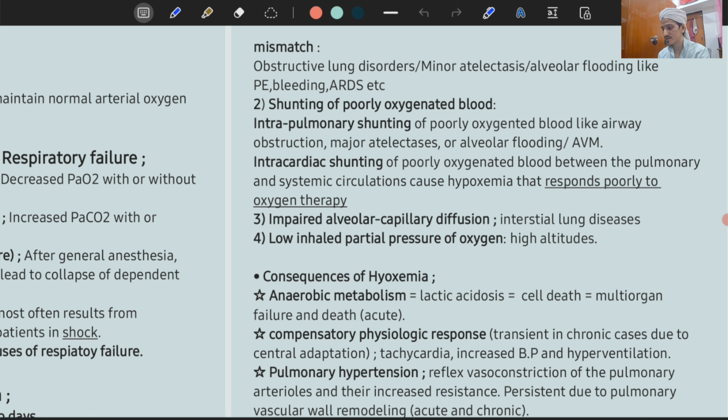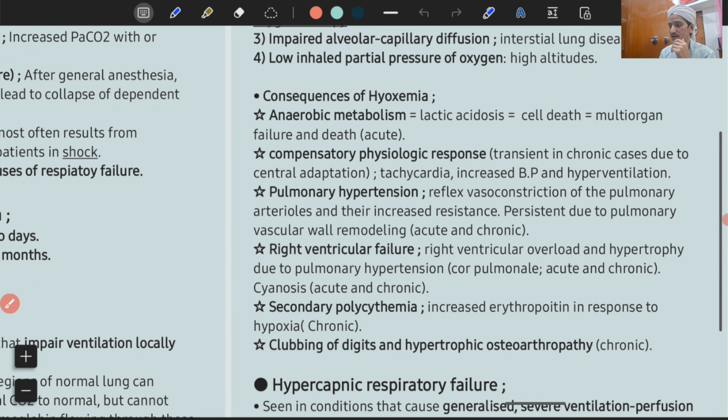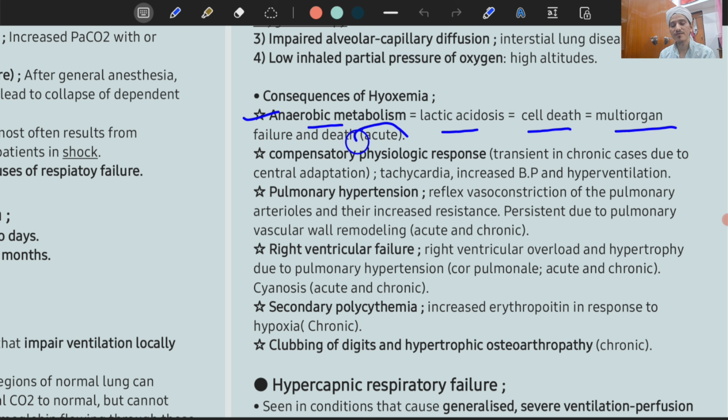So let us speak about what are the consequences of hypoxemia. Now, as we know, when you go to the basics, when the aerobic metabolism is impaired, cells will move on to the anaerobic pathway in order to generate energy for the cell. So there will be anaerobic metabolism. That's why there will be lactic acidosis. Because of that, pH will change, cells will die, and there will be multi-organ failure and death. This is seen in acute cases of hypoxemic respiratory failure.